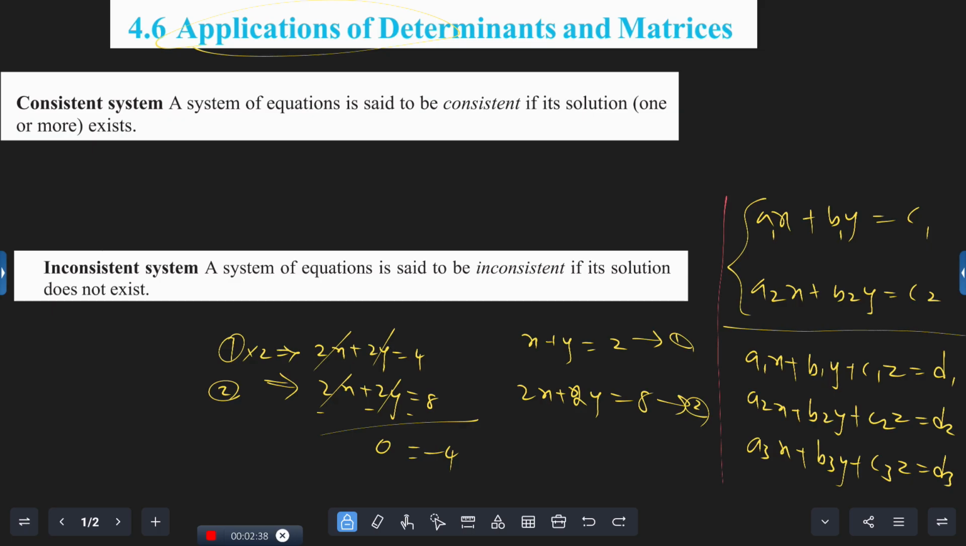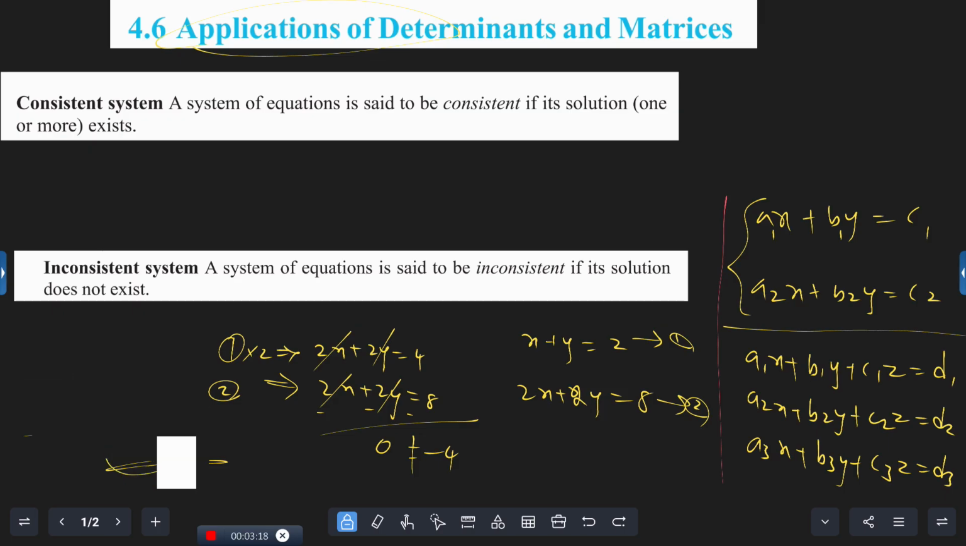See, children, if you get like that, how can you find the x value and y value? Both x and y are cancelled. Have you noticed both x and y are cancelled? Then you cannot find your x value and y value. And one more thing, 0 is not equal to minus 4. If it is not equal, you cannot find the answer. Sir, suppose it is equal. Suppose I have 2x plus 2y is equal to 4, and again 2x plus 2y is equal to 4. If we subtract, everything gives 0 equal to 0. Now we have an infinite number of solutions. If left equals right, we have infinitely many solutions.